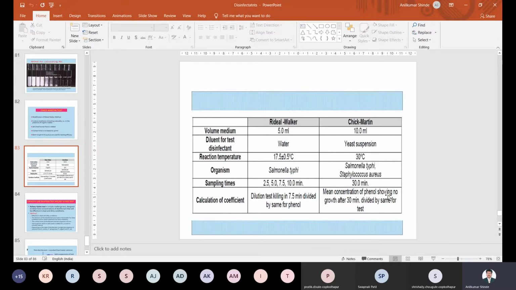Then the mean concentration of the phenol showing growth after 30 minutes. So we compare the phenol as well as your test, right? But the time limit is 30 minutes. In the time limit of 30 minutes it can kill the organisms, but before that, at 25 minutes or 20 minutes, it will not kill all the microorganisms. So this test is the Chick Martin test, right?